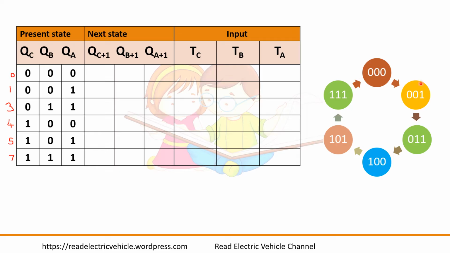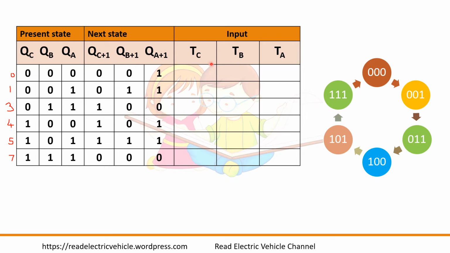For 0, what is the next state? It's 1. For 1, next state is 3. For 3, next state is 4. For 4, next state will be 5. For 5, next state is 7. And for 7, next state is 0. Because for 7, next state is 0.